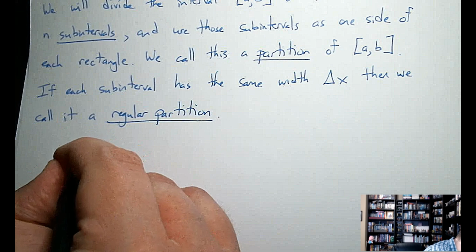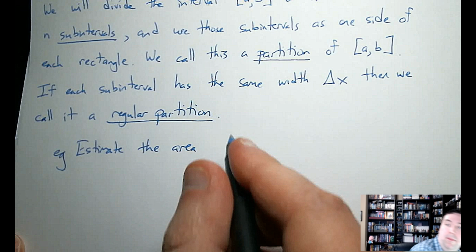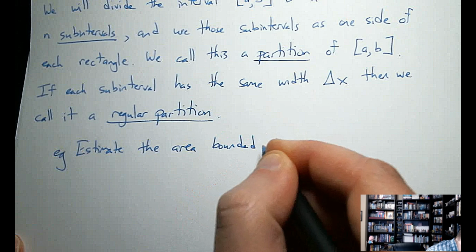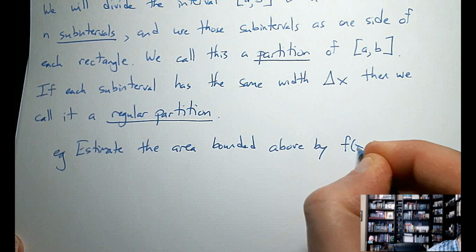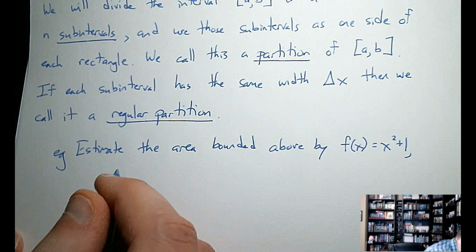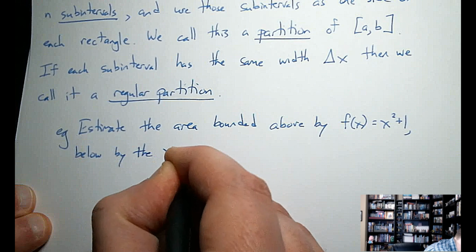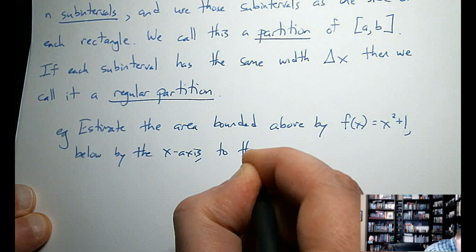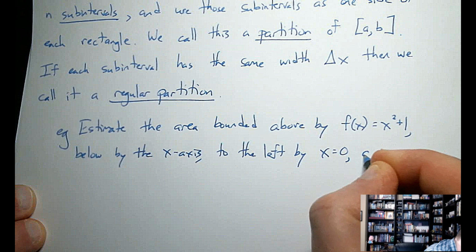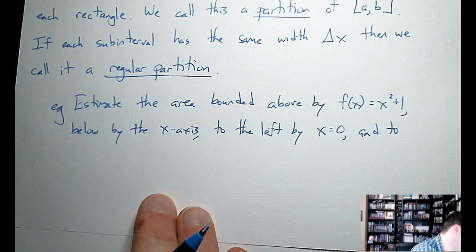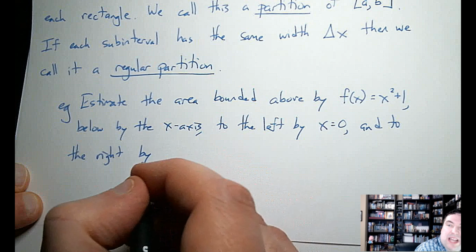So specifically then, let's estimate the area bounded above by the curve f of x equal to x squared plus 1, bounded below by the x-axis, bounded to the left by the line x equals 0, so that's the y-axis, and to the right by the line, let's use x equals 1.